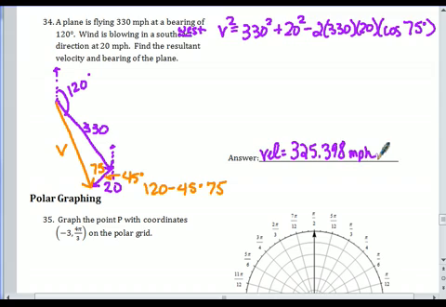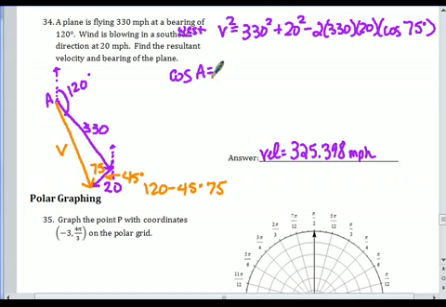What is its angle? Well, I know that most of the angle is 120, but I need to know this tiny little angle here that's a result of the wind blowing the plane off its initial path. We need to find that small angle, which we can do because we have two sides and an angle in our drawing here. I'm going to use the law of cosines angle formula, and I'll just call this angle A.